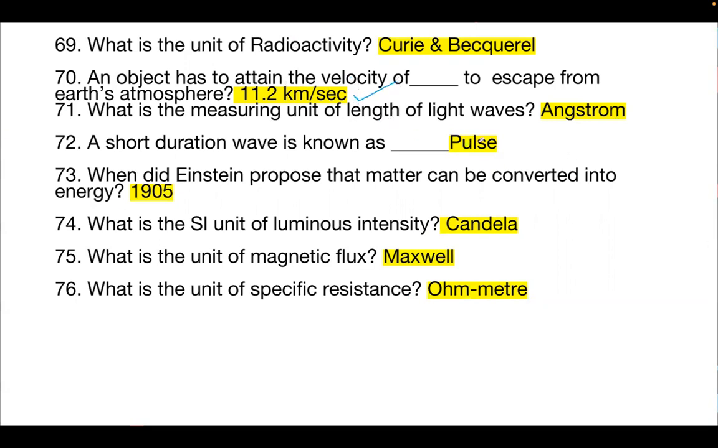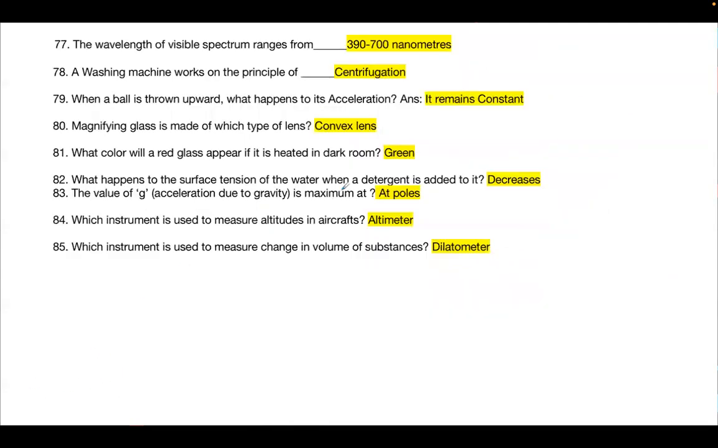So unit of length of light waves is angstrom. A short duration of wave is known as pulse. When did Einstein propose that matter can be converted into energy? It is in 1905. And SI unit of luminous intensity is candela. And the unit of magnetic flux is Maxwell. Unit of specific resistance is ohm meter. The wavelength of visible spectrum ranges from 390 to 700 nanometers. And washing machine works on the principle of centrifugation.